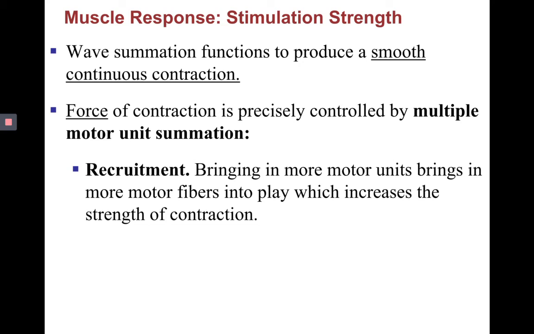So wave summation is important because it allows us to produce a continuous active contraction of a muscle. It makes muscles useful. The force of contraction is going to be controlled by multiple motor unit summation. So if you use more motor units, you have more force. That recruitment, again, is just bringing in more motor units. And if you bring in more motor units or motor fibers into play, that would increase the strength of the contraction.